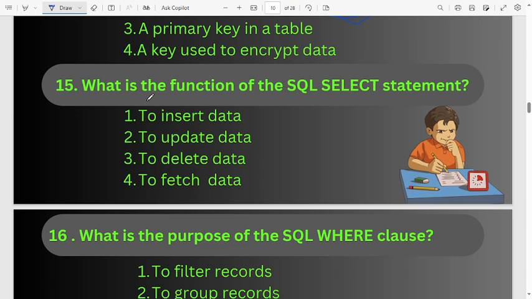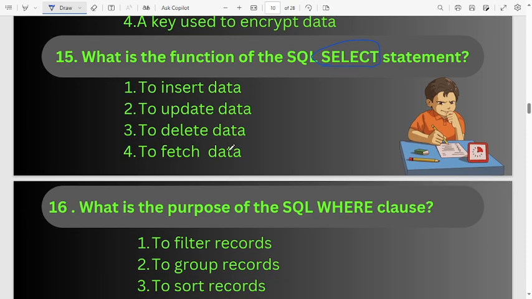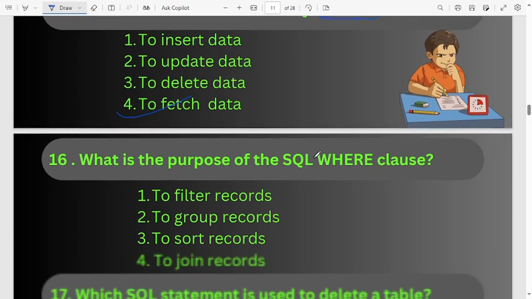What is the function of SQL select statement? In structured query language, when we start learning SQL, the first and foremost thing that we learn is the select statement. Select star from the table. So we can say the select command is used to fetch the data from the table.